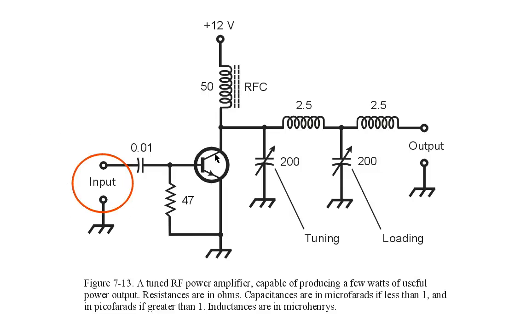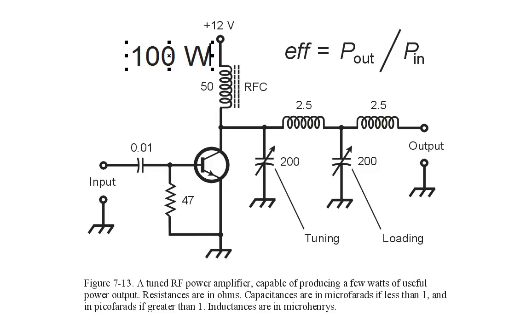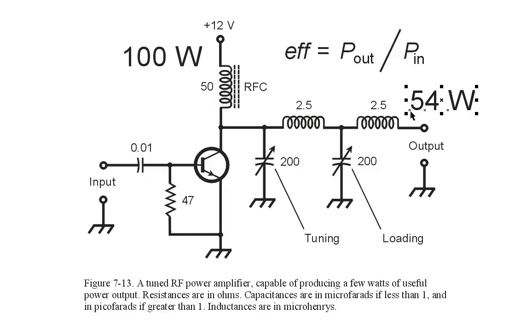The DC power input is the product of the collector current and the power supply voltage. That's what the DC power input is. The efficiency is the ratio of the useful power output to the DC power input. So, for example, let's just say as a hypothetical that the DC input power is 100 watts. Now that's the product of the collector current in amperes and the power supply voltage in volts. Let's suppose over here at the output we get 54 watts. That is useful radio frequency power output.